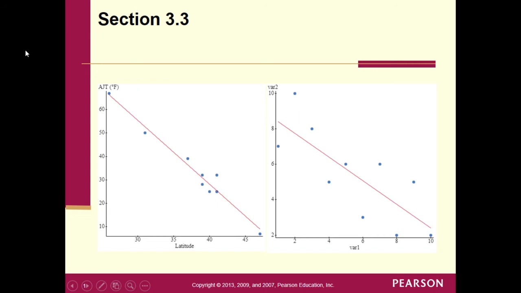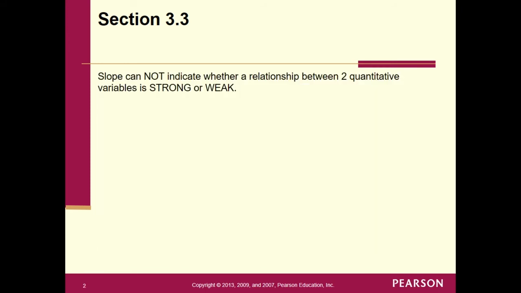Good day, stat students. Today we're going to go over section 3.3, and I keep talking about how when the observations are clustered around the line very closely, we have a strong relationship, and when they're spread out, we have a weaker relationship. So we're going to go over that and how to measure that, okay?